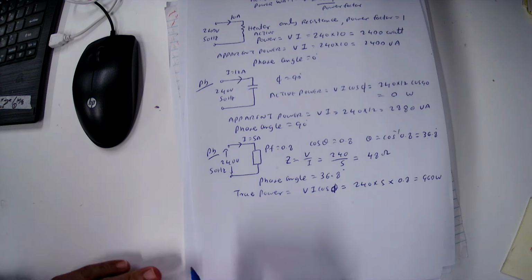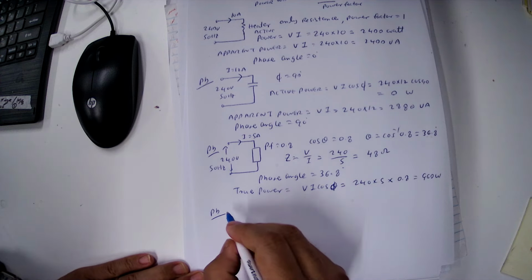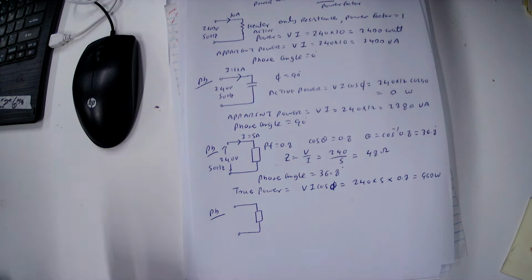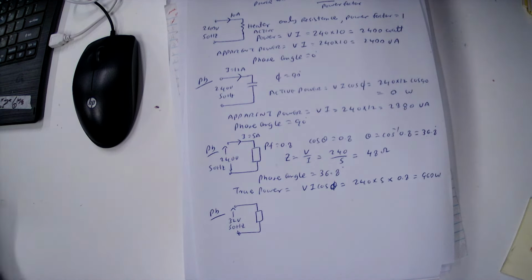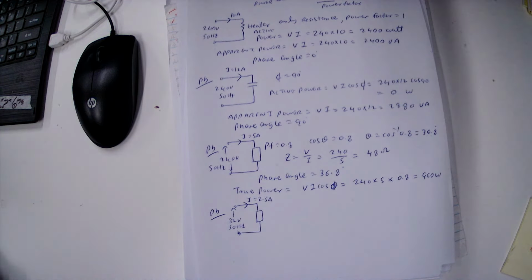The next problem. A single phase load draws 2.5 ampere from a 32 volt 50 Hz supply. Power consumed by the circuit is 60 watt. We need to determine the circuit impedance, apparent power, circuit power factor, phase angle, and the reactive power of the circuit. All of these have to be calculated. So here is a single phase load, connected to the 32 volt 50 Hz supply. The current drawn from the supply is 2.5 ampere. In this case, the active power is 60 watt.